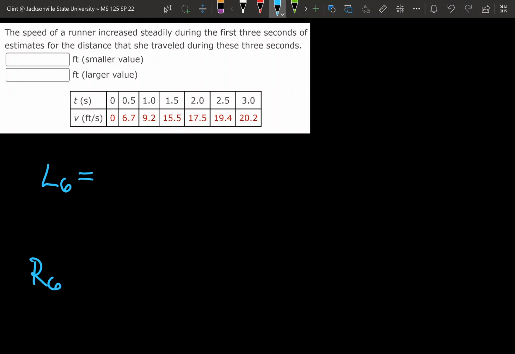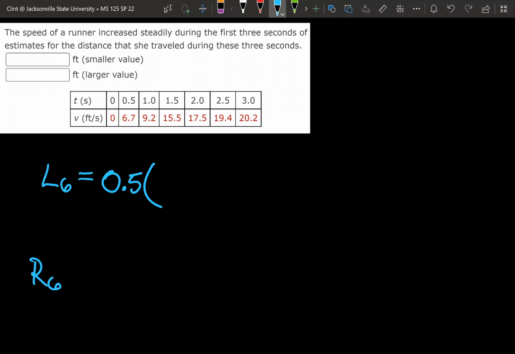So each one of these time intervals, how wide are they? How many seconds? Oh yeah, 0.5. We're going from 0 to 0.5 to 1 to 1.5. You can, if you want to, just put that out front. It's like factoring the 0.5 out.